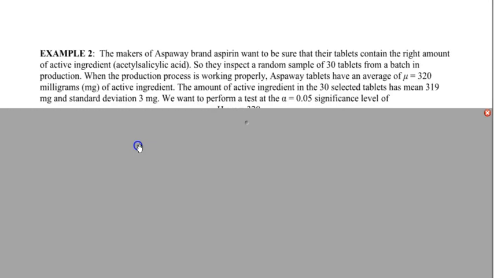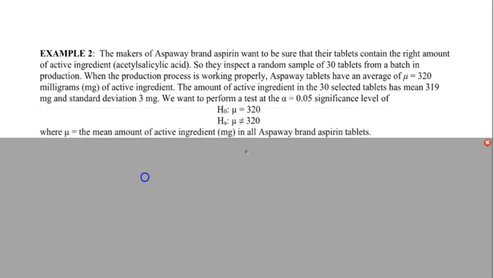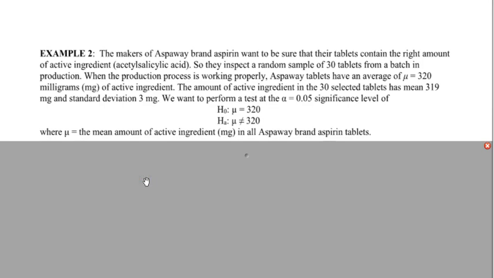Okay, the makers of aspirin want to make sure their tablets contain the right amount of an active ingredient, acetylsalicylic acid. So they inspect a random sample of 30 tablets from a batch in production.